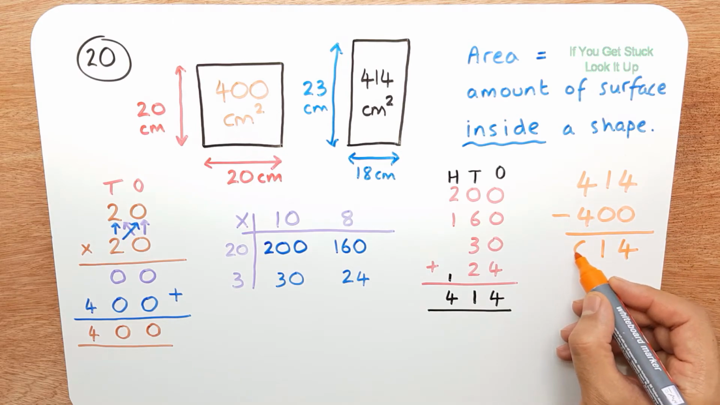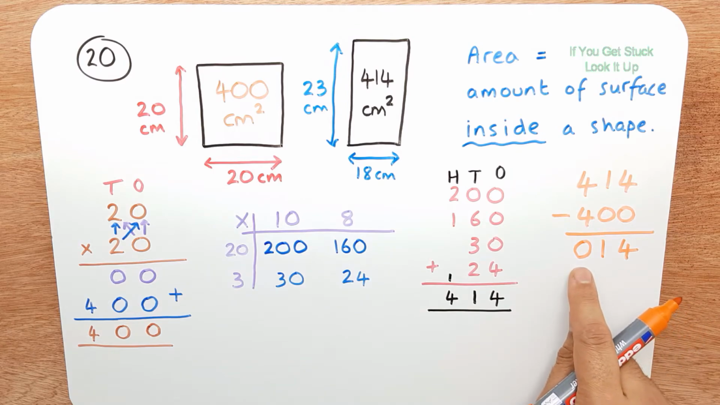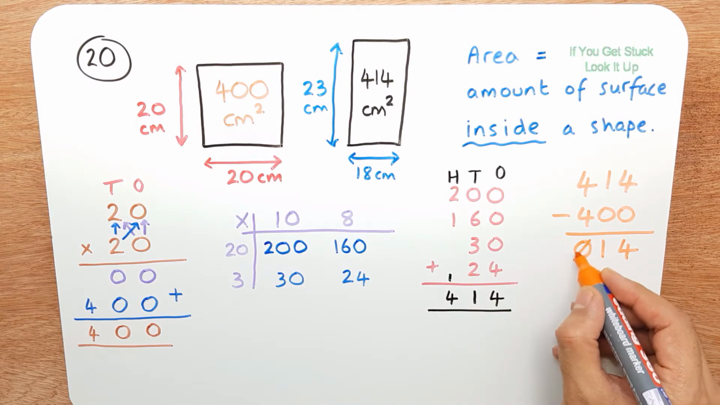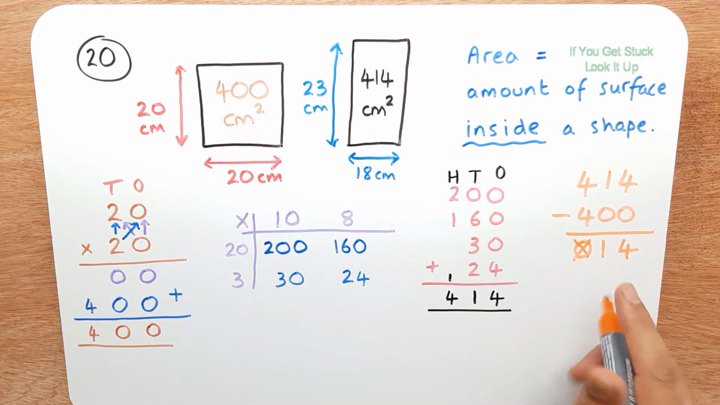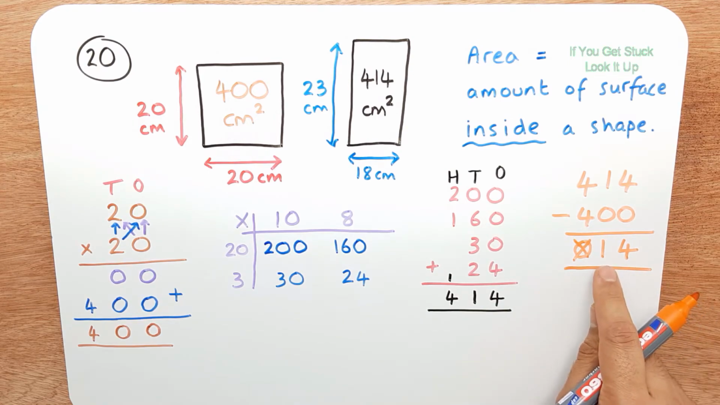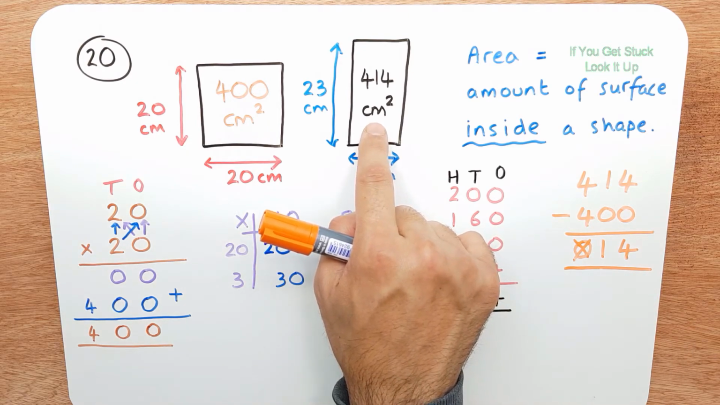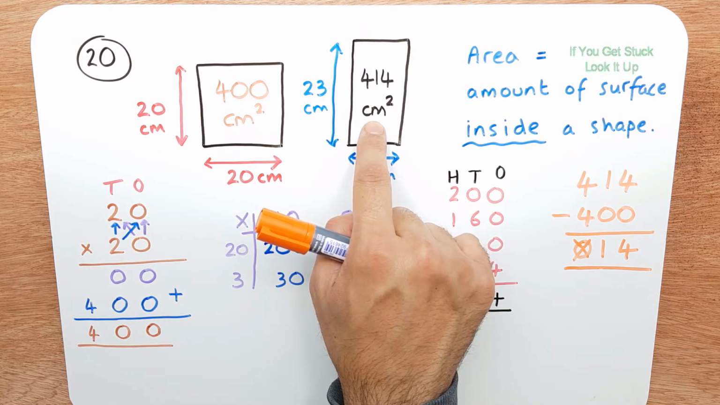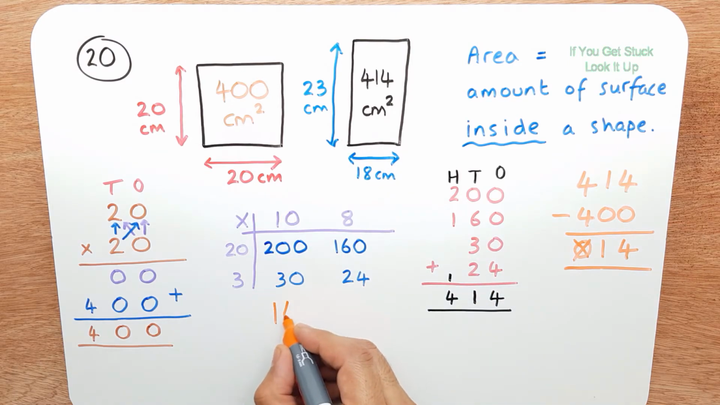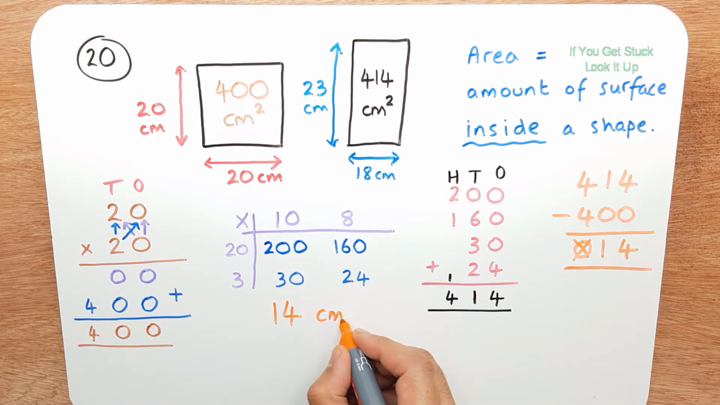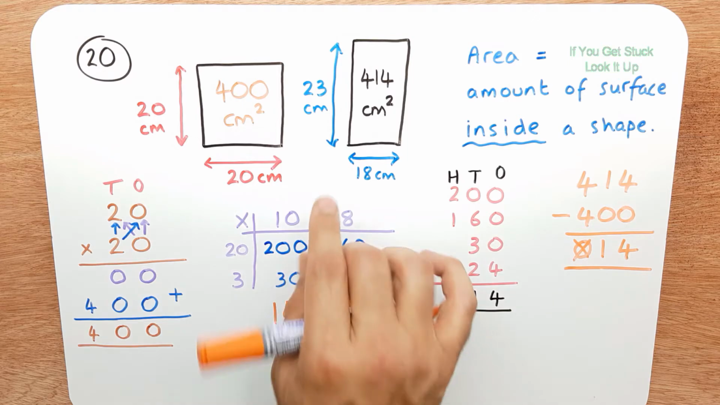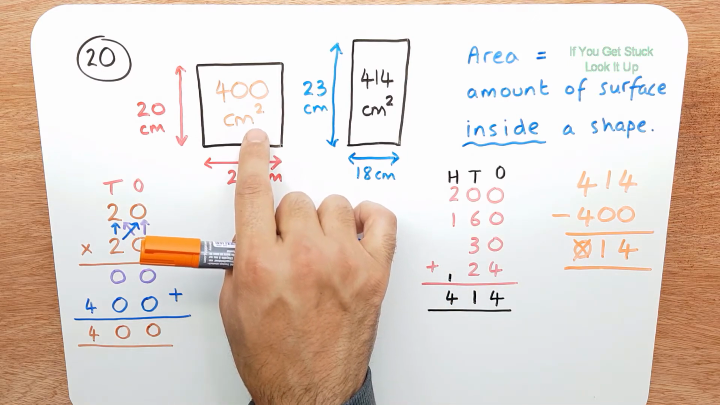Now I can put a 0 here, but as we said before, we can always ignore the leading zeros. So we don't need to really write that. So our answer is 14. So the area of the rectangular tile is 14 centimeters squared bigger than the square tile.